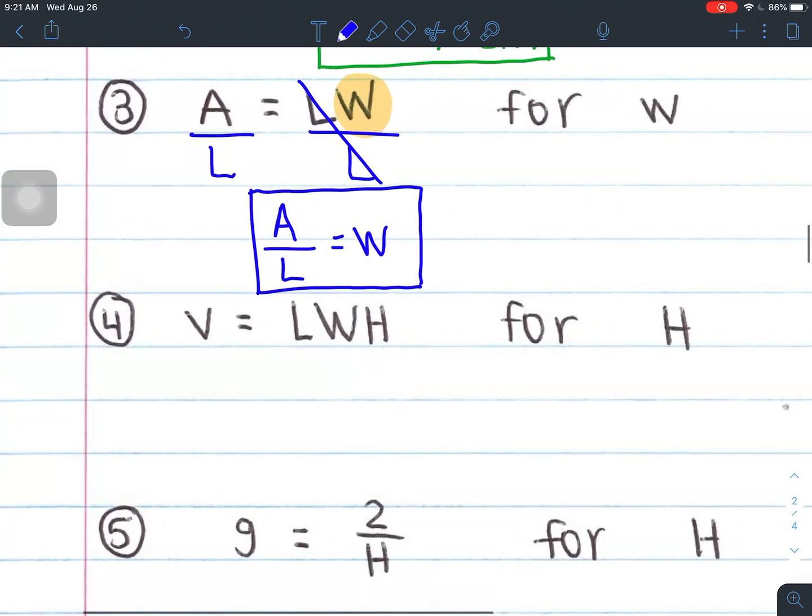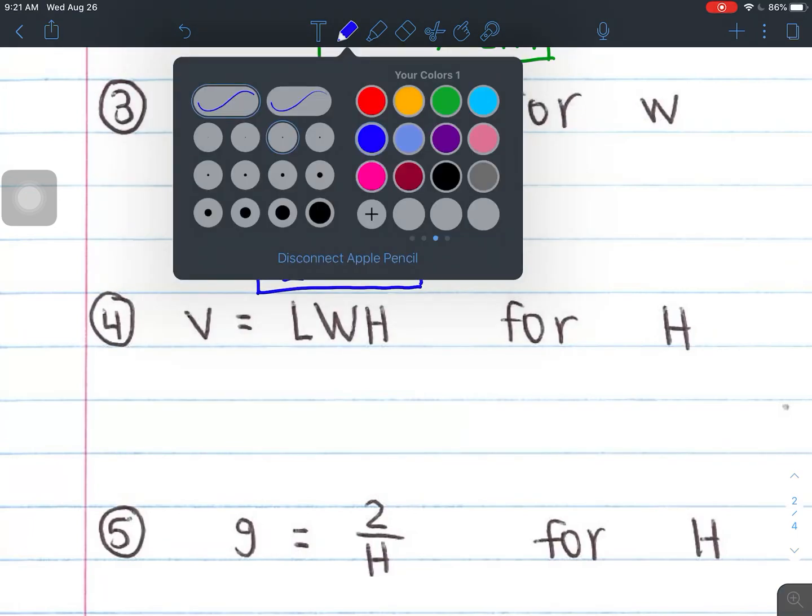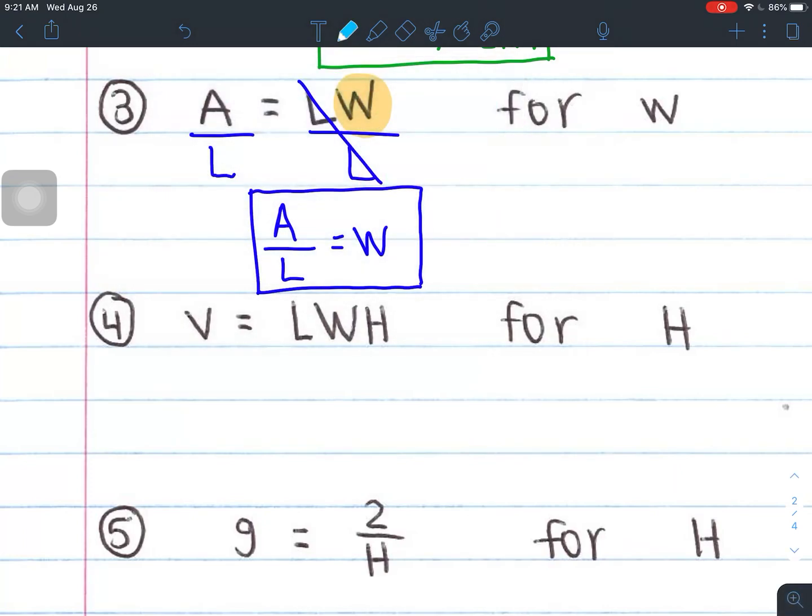Now, number 4, similar to the example I gave you at the beginning, V equals LWH. And you're asked to solve for H. Now, this is the volume formula of a rectangular prism. You do the length times the width times the height. Now, the goal here is you want to get H by itself. It wants you to isolate the variable H, okay?